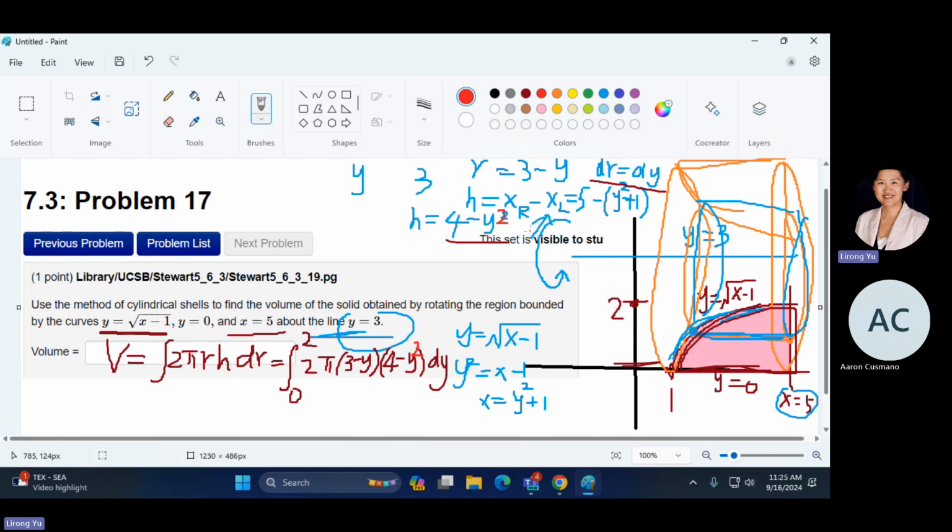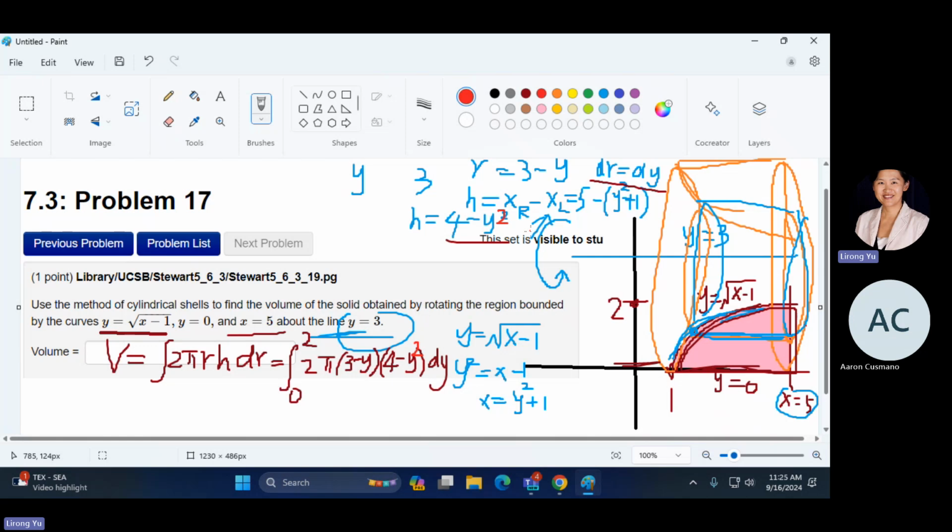The root function is y equal to the square root of x minus 1. You square both sides of the equation: y squared equals x minus 1. And then x equals y squared plus 1. So the left side, this x value, is represented by y squared plus 1. This x value is represented by 5. So you're going to take 5 minus (y squared plus 1), and combine them, you have 4 minus y squared. So that's why we have heights. The height is being represented by the y value.